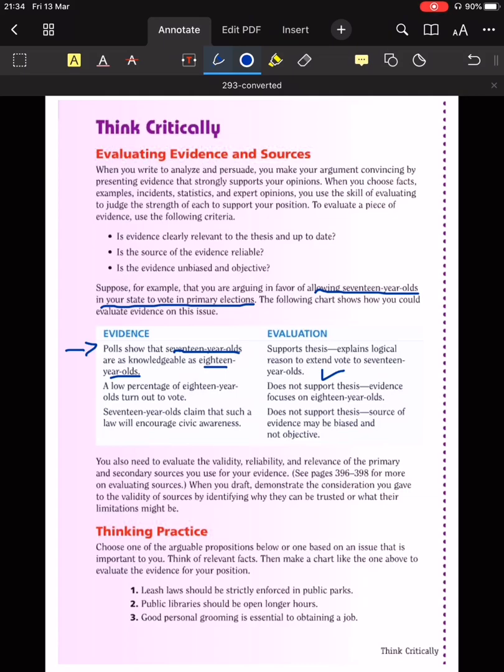Most probably he's talking about recent polls, all right? If they are, let's say, governmental polls or from good sources, I could say that the evidence is reliable as well as objective. Now let's look at the second one. Does it support the thesis?